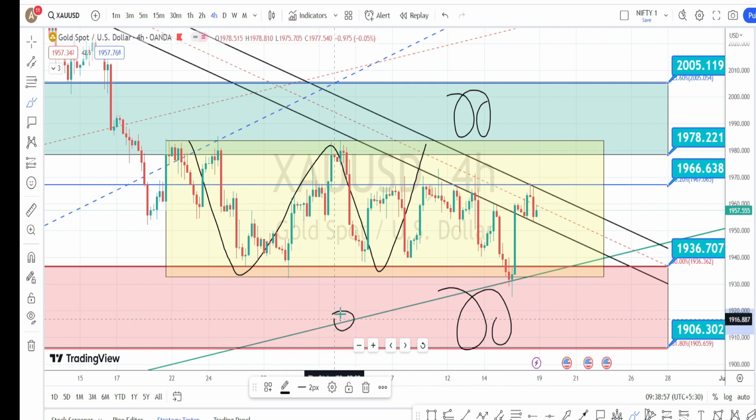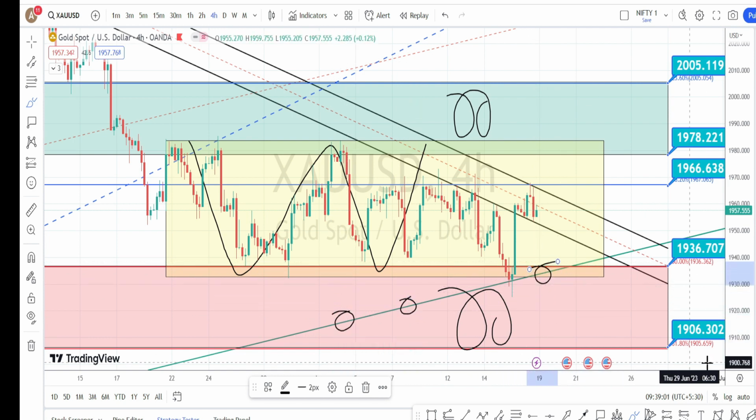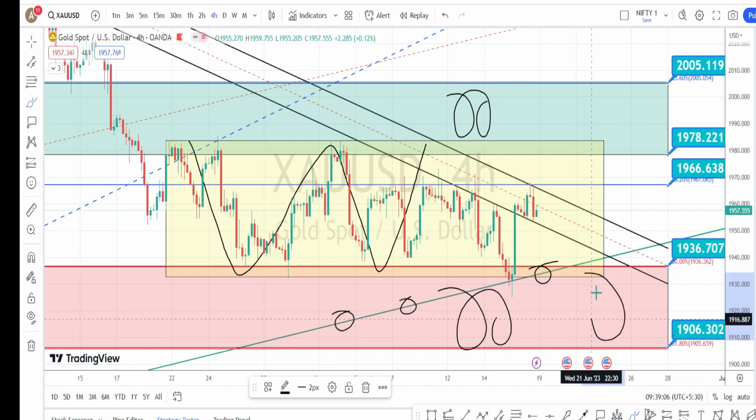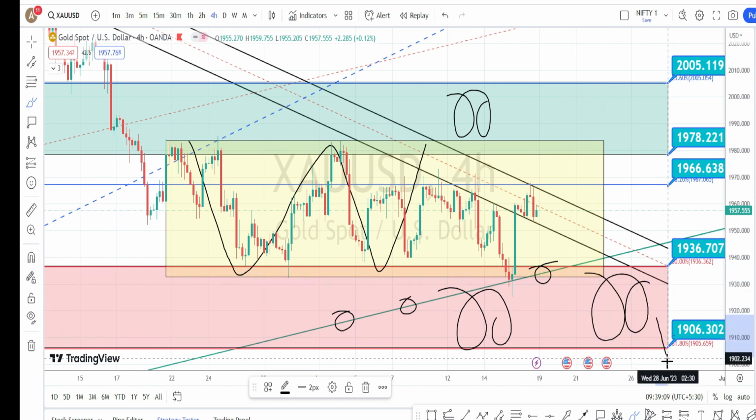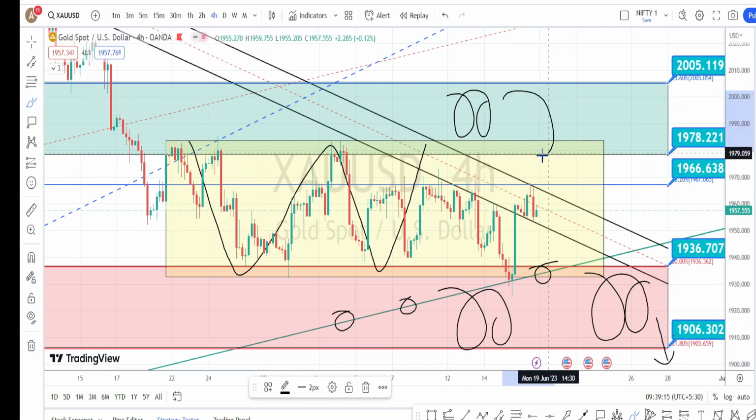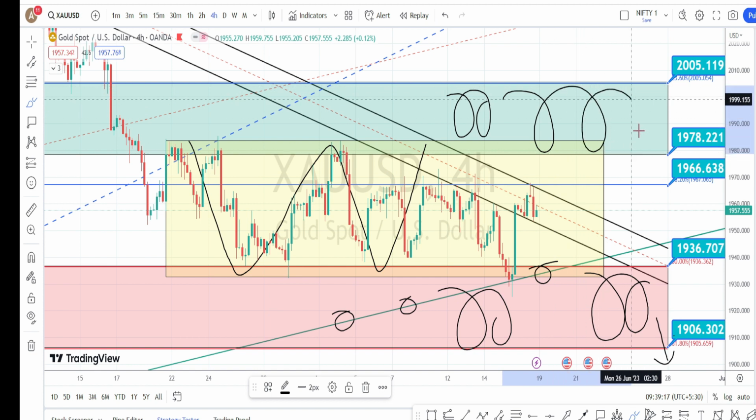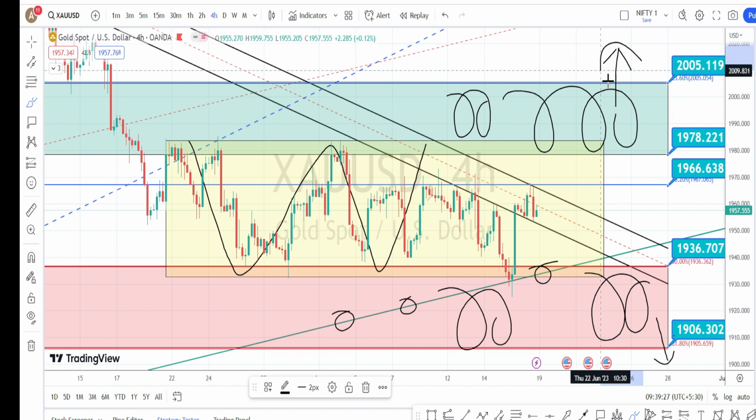Even if the price action gives a breakout from this daily time frame support line, it has to break this support zone in the 4 hours time frame in order to get the confirmation on the bearish side trend continuation, and on the bullish side it has to break this resistance zone in order to get the confirmation on the bullish trend reversal in 4 hours time frame.